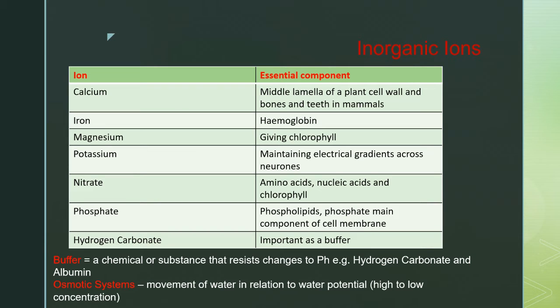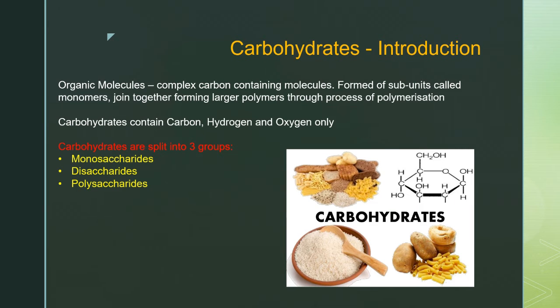And hydrogen carbonate is important as a buffer. You may ask, what is a buffer? Well, there it is, just below the table. A buffer is a chemical or substance that resists a change to pH, such as hydrogen carbonate and albumin. An osmotic system as well, just for note, is the movement of water in relation to water potential, from high to low concentration. We'll go on to osmosis later on as well.